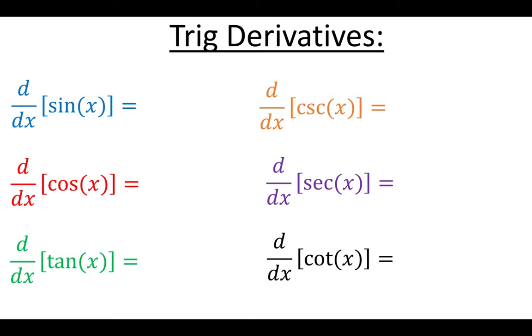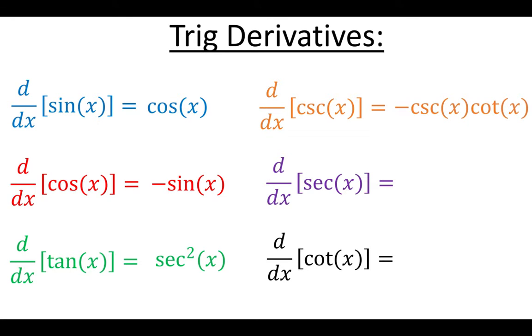The first one, the derivative of the sine of x is cosine of x. That's an easy one. The derivative of cosine of x is minus sine of x. The derivative of tangent is secant squared. The derivative of cosecant, this is where it gets a little bit more challenging with these three, is minus cosecant cotangent. The derivative of secant is secant x tangent x. And the derivative of cotangent is minus cosecant squared.